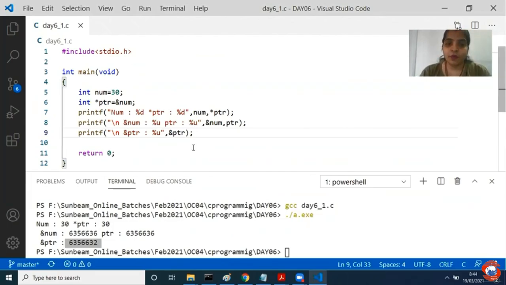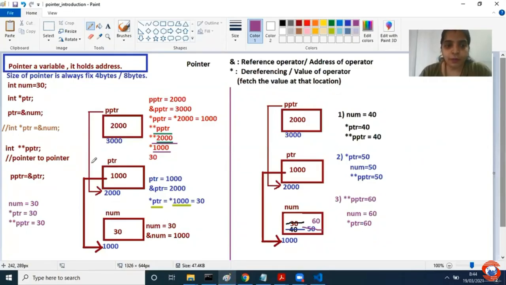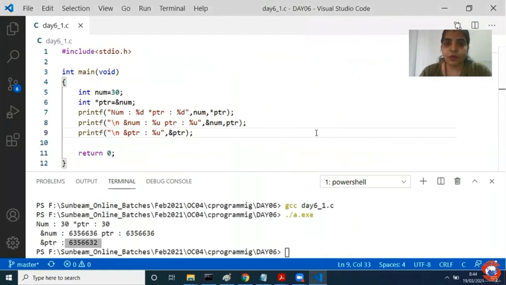ओके, एनी मोर क्वेश्चंस? So whatever I have drawn in the diagram up to this point, I have proved it with the help of the program. सिर्फ आपको correct format specifiers use करने हैं. I hope you are getting it.